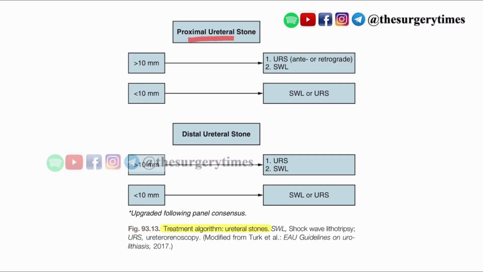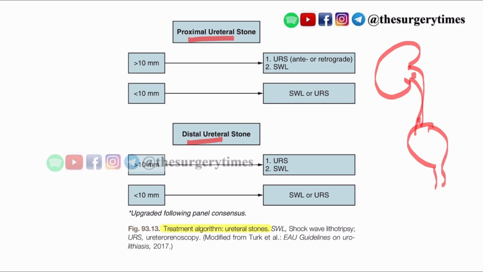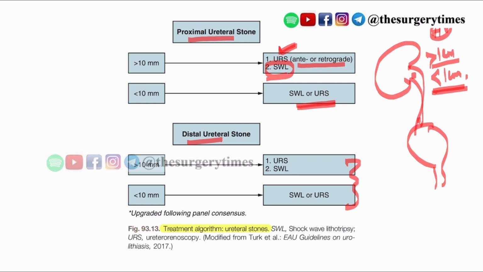if the stone is in the proximal ureter or distal ureter. So renal we have discussed. Now ureter. So if proximal stone, if distal stone, what to do? So proximal ureteric stone more than 1 centimeter, less than 1 centimeter. If more than 1 centimeter, then you can go for URS, antegrade or retrograde. You can opt for also ESWL, and if it is less than 1 centimeter, then SWL or URS. Similarly, in the distal also.